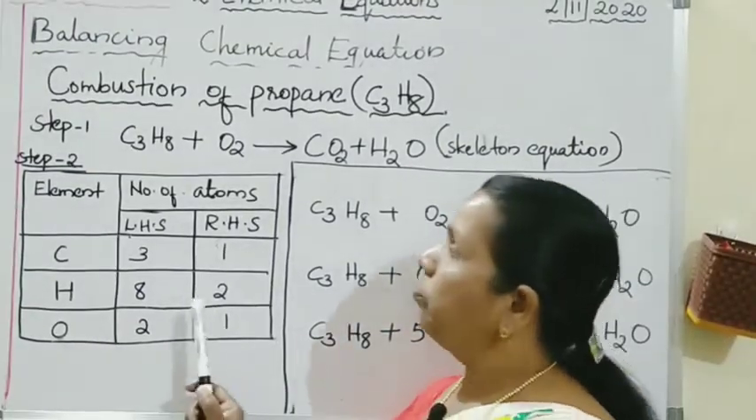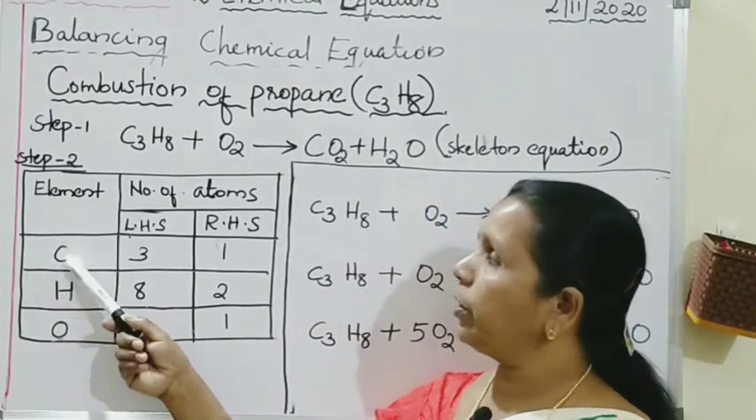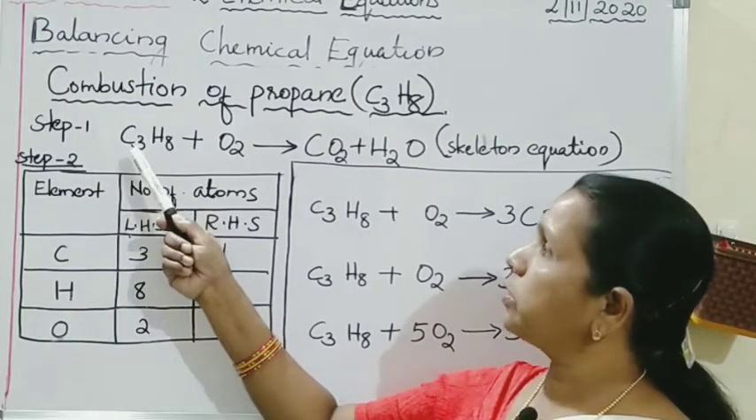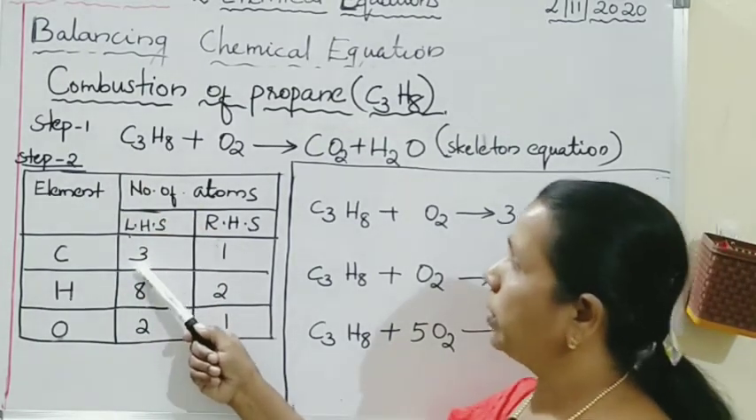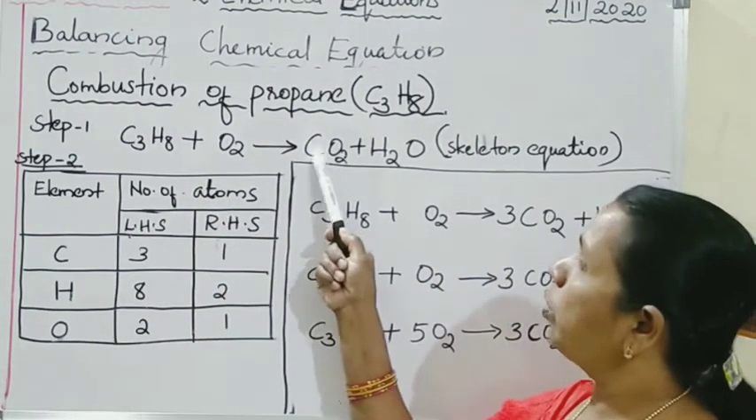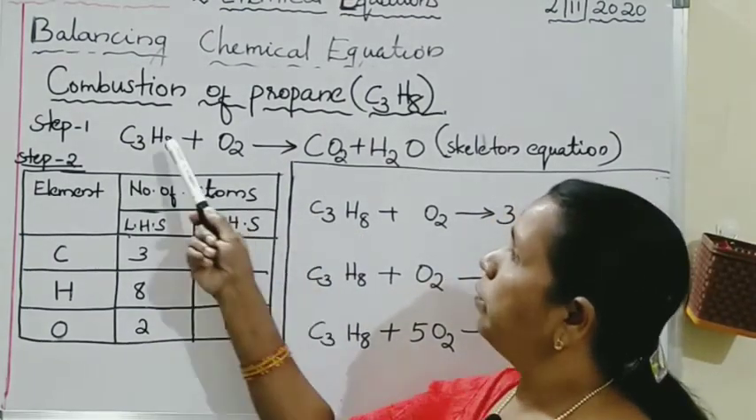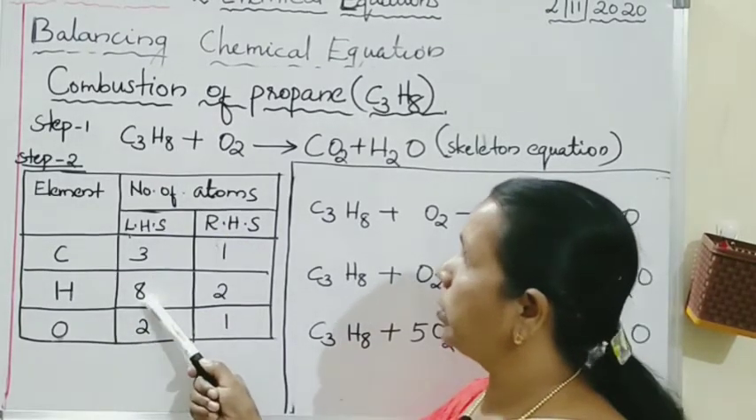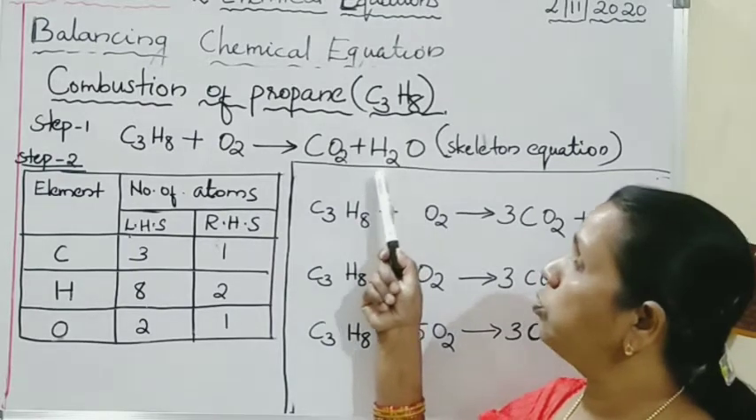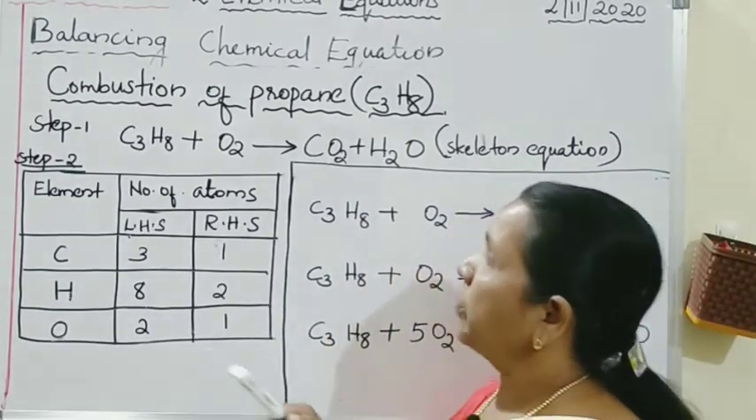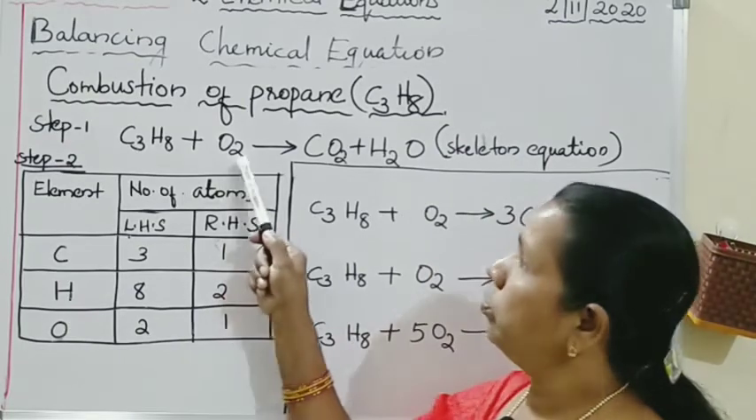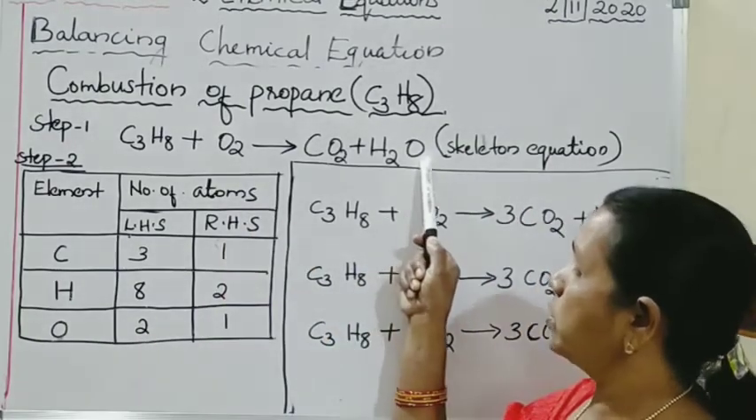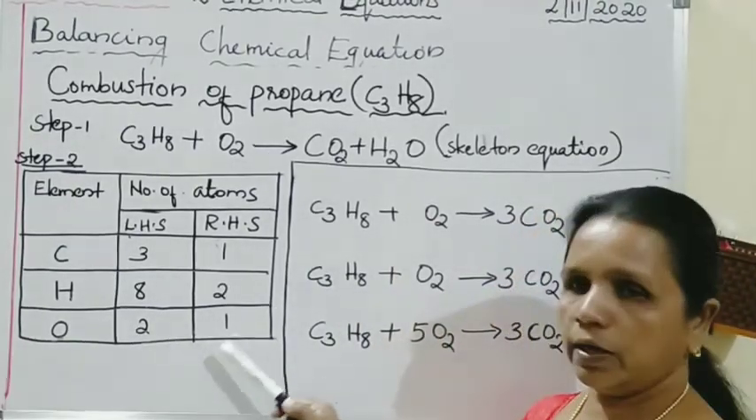Comparison understood? Let me repeat for carbon. Carbon symbol is C. Here in the LHS, how many atoms are there? 3 atoms are there, so we wrote 3 here. And in the RHS, only 1, so that 1 is written here. Next element is hydrogen, symbol H. Here 8 hydrogen atoms are there, so 8 is written here. And in the RHS, it is 2 hydrogen atoms, so we wrote 2. And then next, oxygen: 2 oxygen atoms are there in the LHS and here only 1 oxygen atom on the RHS. Understood that?